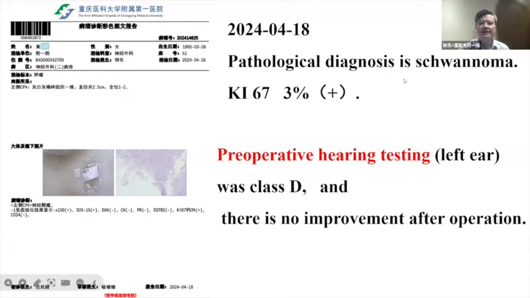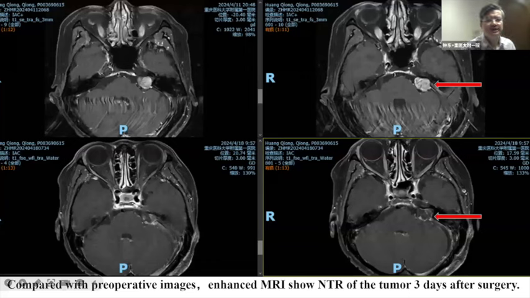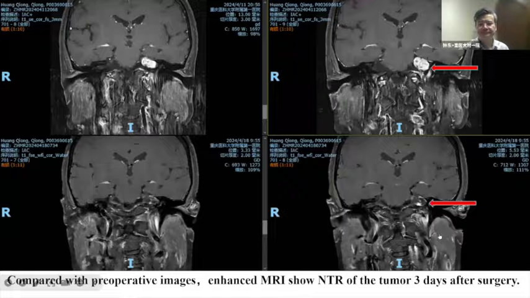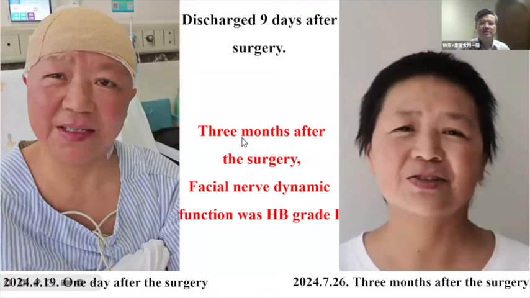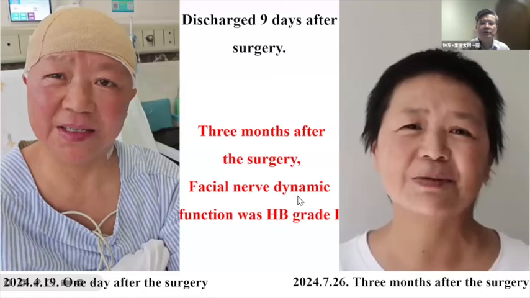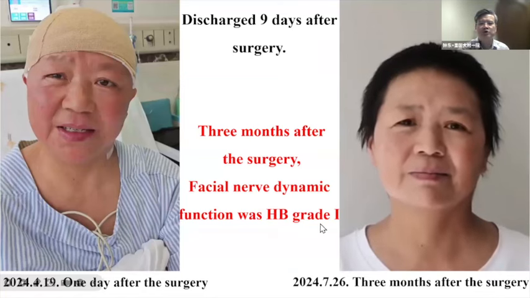Pathological diagnosis is neuroma. Because the patient's preoperative hearing test was class D, there is no improvement after operation. Compared with the preoperative images, the enhanced MRI scan shows near total resection of the tumor 3 days after surgery. 3 months after surgery, facial nerve dynamic function was HB grade 1.